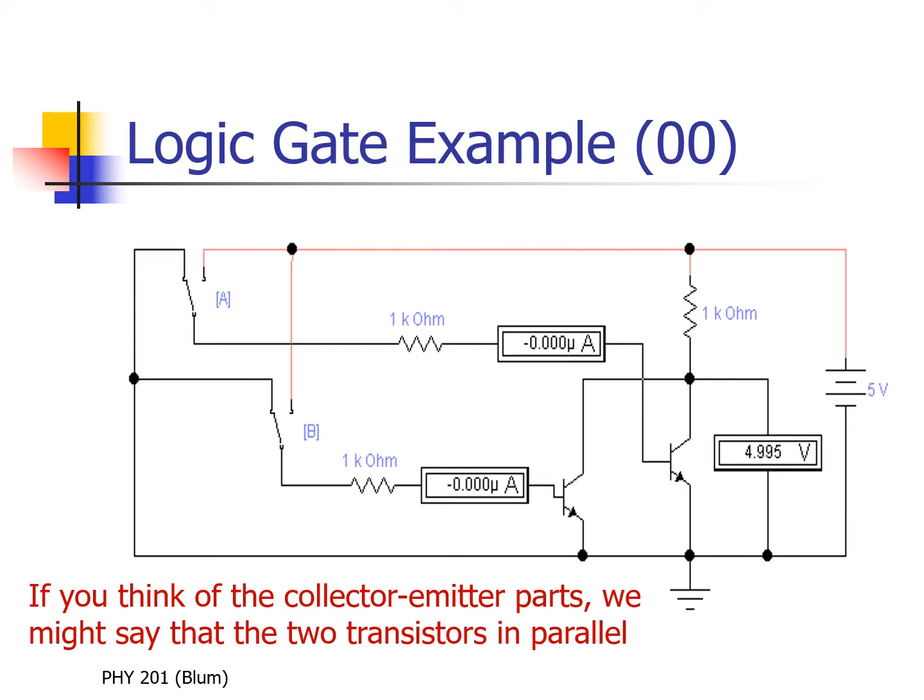Okay, so right now A and B are low, so we're applying no voltage to the base, so those transistors are effectively off and not conducting. When transistors are off, the transistor has the effect of a very high resistance. So I have two resistors that are very high in parallel, so that's still high.